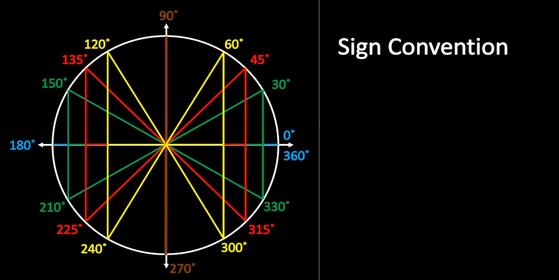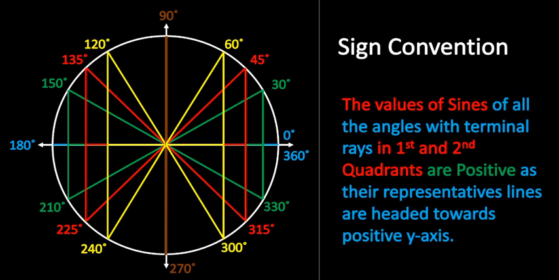Sine convention. The values of sines of all the angles with terminal rays in the first and second quadrants are positive, as their representative lines are headed towards the positive y-axis. I repeat, the values of sines of all the angles with terminal rays in the first and second quadrants are positive, as their representative lines are headed toward the positive y-axis.